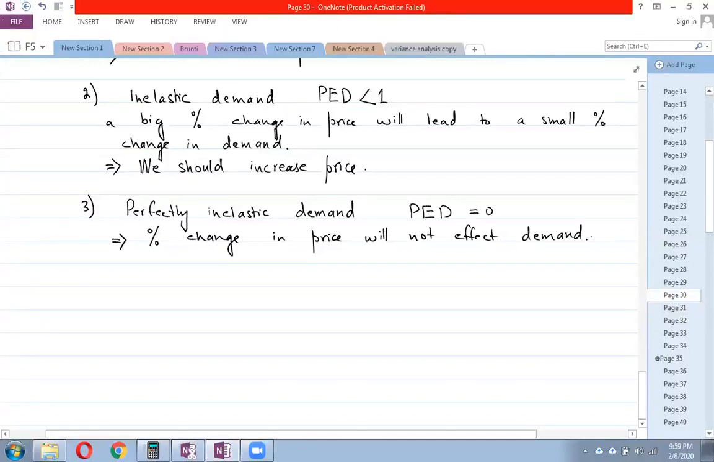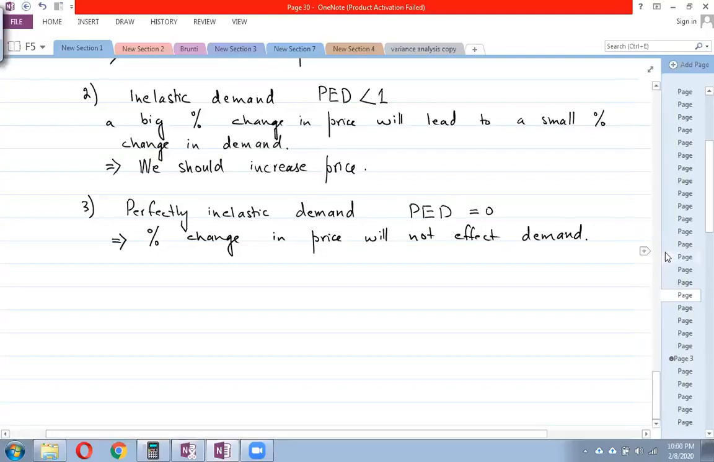So anything which is like food or basic necessity, or anything, let's say for example, when you don't have a choice. So ACCA, even if they increase their price for their examination, you still have to pay it. You cannot leave it, right?